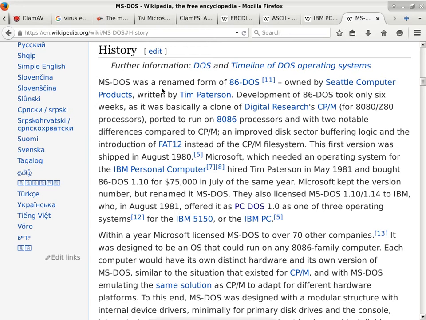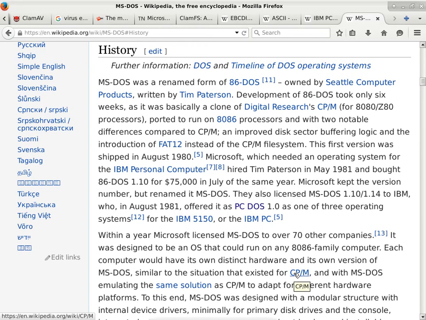MS-DOS was renamed from 86-DOS, owned by Seattle Computer Products. And 86-DOS itself is also not original. It has its roots, and if you read really fast, you can probably track it down faster than me. It has its origin in CP/M, all the way here.